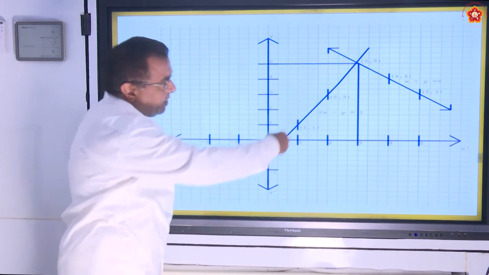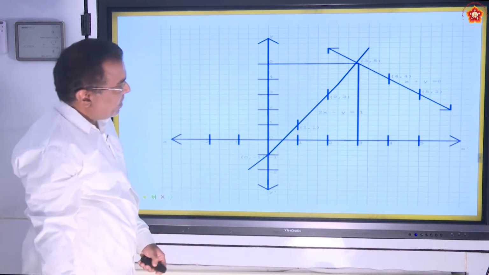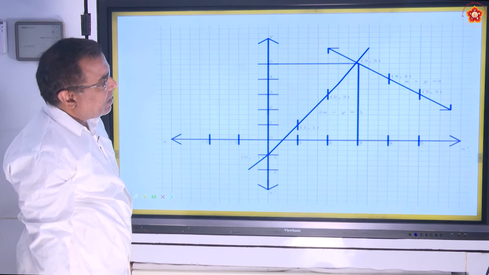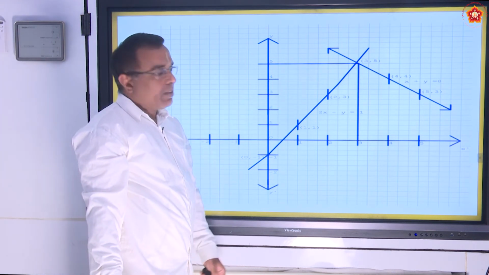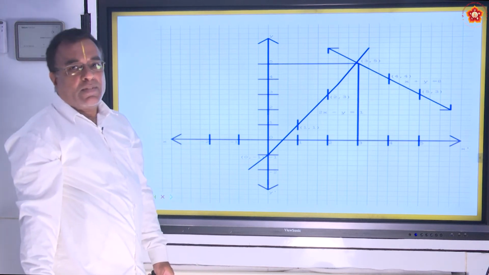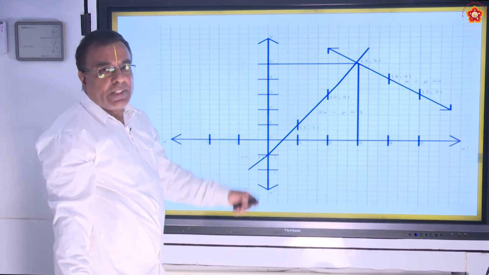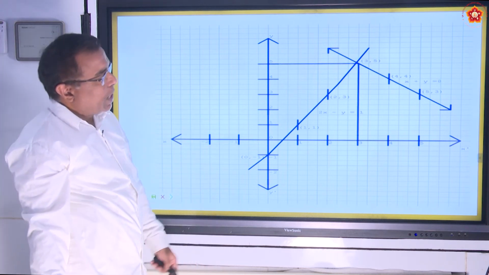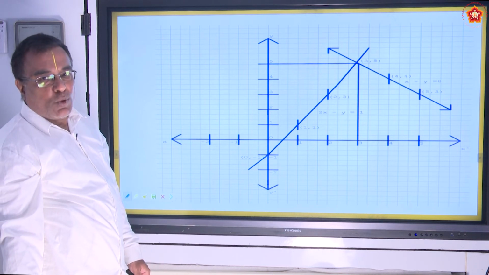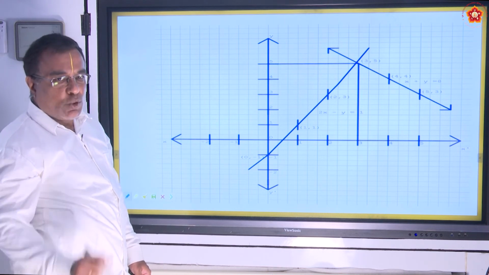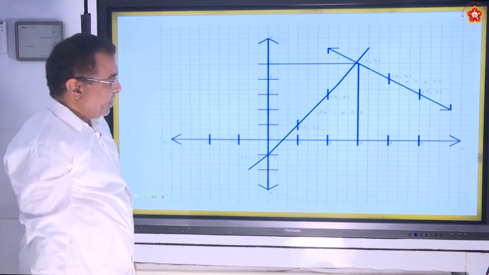When you extend these lines, they will meet at a common point, as you observe. And what is that common point? It is (3, 5). So this coordinate, (3, 5), will be the solution of both these equations. As you observe, both the lines are intersecting, and whenever the lines intersect, the solution is going to be unique. And here the unique solution is (3, 5).